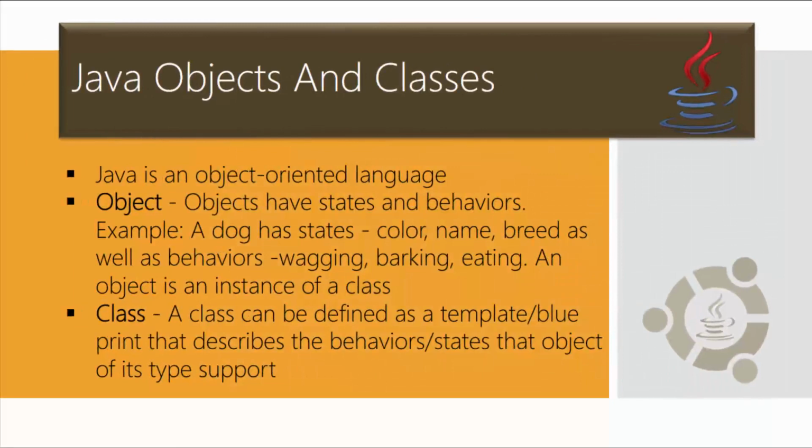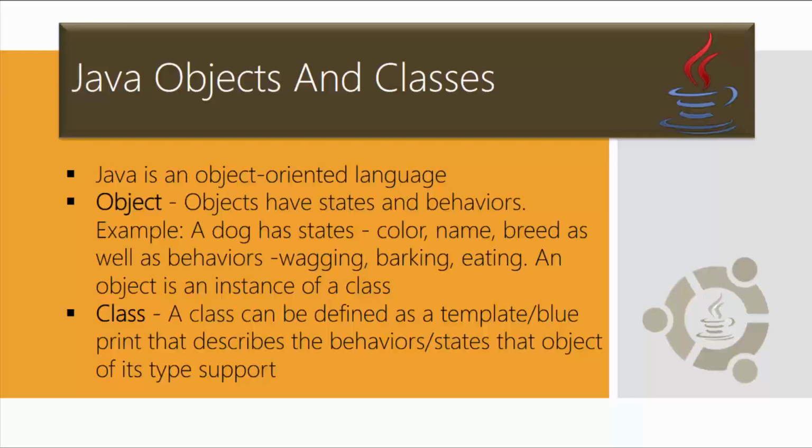So by far, Java is an object-oriented language. And objects have states and behaviors. So for example, a dog has states like color, name, breed, as well as different behaviors such as wagging, barking, eating. An object is an instance of a class.